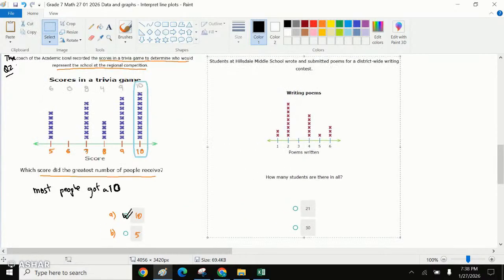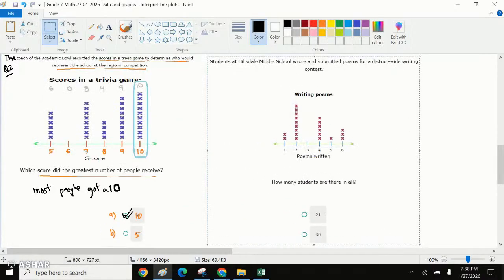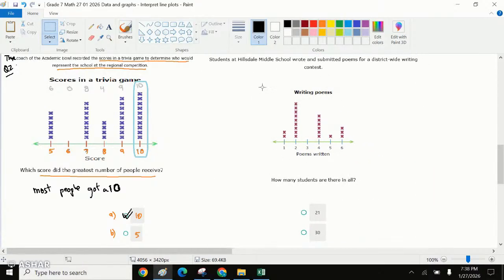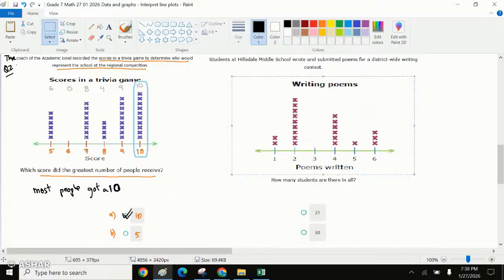If this is the question given to us, sorry, and this was the line graph given to us. This is our question number 3. They write and submit poems for a district-wide writing contest. These are the two options given to us. How many students are there altogether?